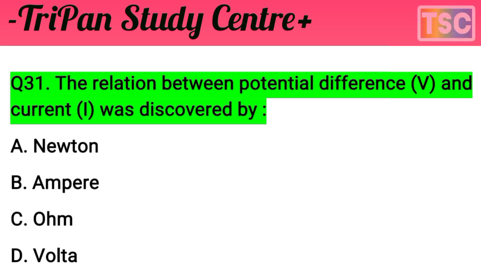Not given by Newton, not Ampere, not Volta. It was given by Ohm. The relation is V is equal to IR. The relation was given by Ohm. It means option C is correct here. Option C, Ohm. That's important here. And let's see the next question.